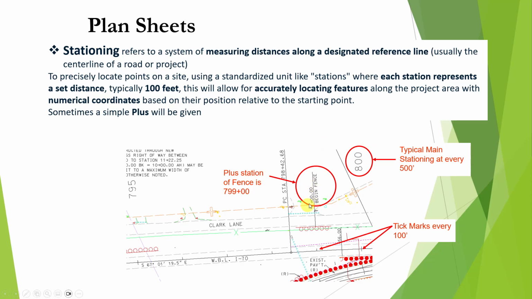But if you don't have that, you just want to read the tick marks. So here's the main tick mark. Every 500 feet, 800 foot, it says 800 plus 00 is what this is. So we go down to our major tick mark. We go back one, and that would make it 799.